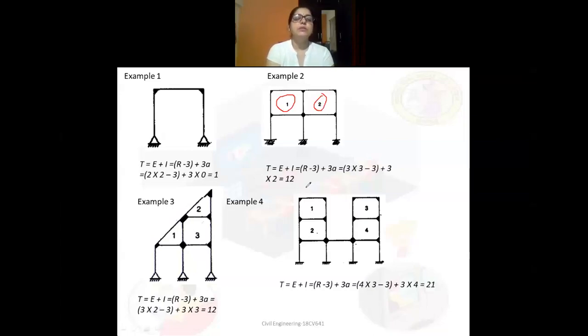Similarly, if we do example 3, we have 3 closed frames here, so 3 into 3, and equations, we have 3 hinges, so 3 into 2, because each hinge has 2 reactions, horizontal and vertical. If I do that, I'm going to get 12. Similarly, in example 4, we can notice that we have 4 closed frames. So 3 into 4. Then external indeterminacy, we have 4 fixed supports. Each fixed support has 3 reactions, so 4 into 3, but available equation is only 3. So 4 into 3 minus 3, plus 3 into 4, if you do that, what is the answer we are going to get? We are going to get 21.